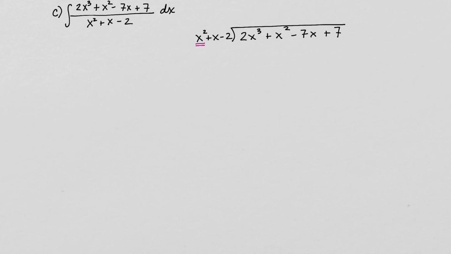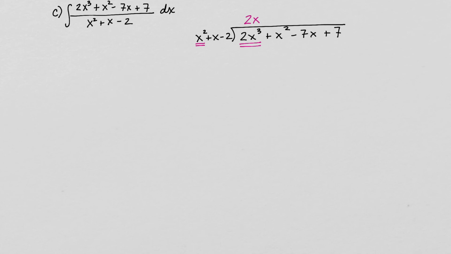So in this first step, we're going to look at x squared and compare it with 2x cubed. I'm not going to worry about all the other pieces yet. So what do we have to multiply x squared by to get 2x cubed? Yeah, 2x. I'm missing the 2, and I'm missing an x. So on top of this, I'm going to put 2x, and then I'm going to multiply it down.